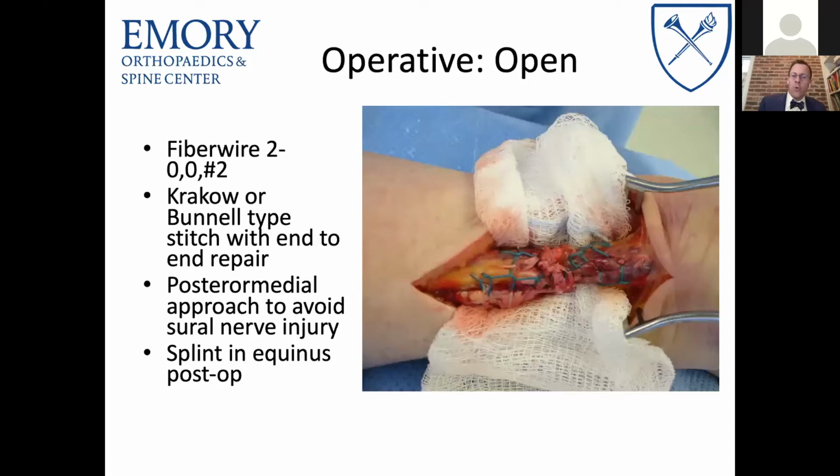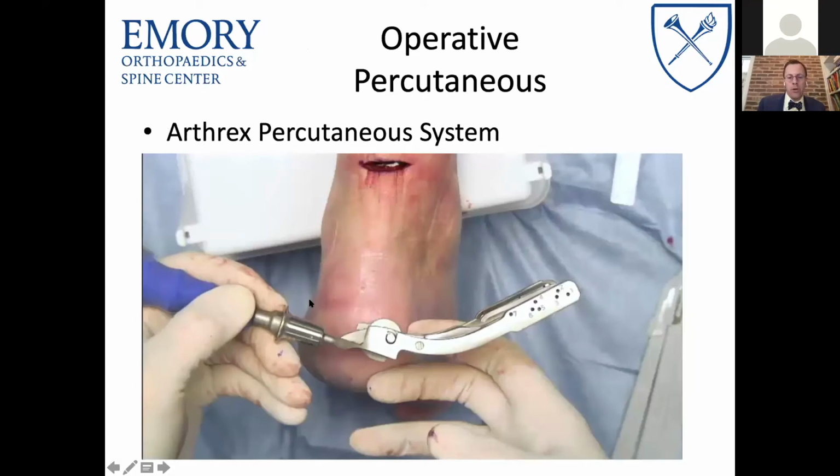I tend to do an open repair, a mini open repair, in about a 3 to 4 centimeter incision. We repair the tendon edges, bring them back together, and then get them into a splint in equinus for 2 weeks, and then get them weight bearing sooner. This is a percutaneous technique. The biggest challenge I have is you're passing suture blindly, and that sural nerve, as we talked about earlier, can be challenging. But there's good data that support both techniques.